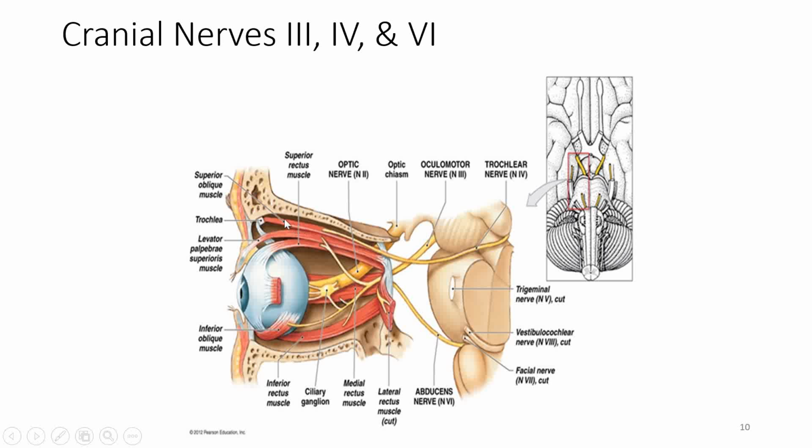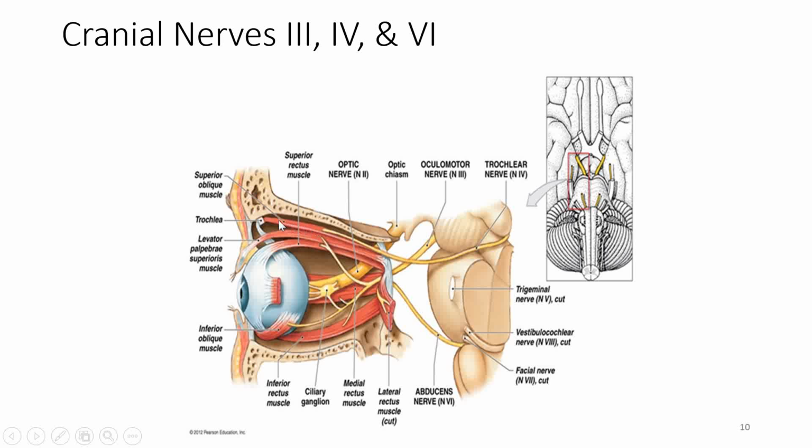So here's the superior oblique muscle up here. This is your superior rectus muscle. You've got your medial rectus muscle. The lateral one is cut here, and then you've got an inferior rectus muscle. So remember that rectus just means straight, and oblique means diagonal. And so you've got 4 rectus muscles in the eye, and then you also have 2 oblique.